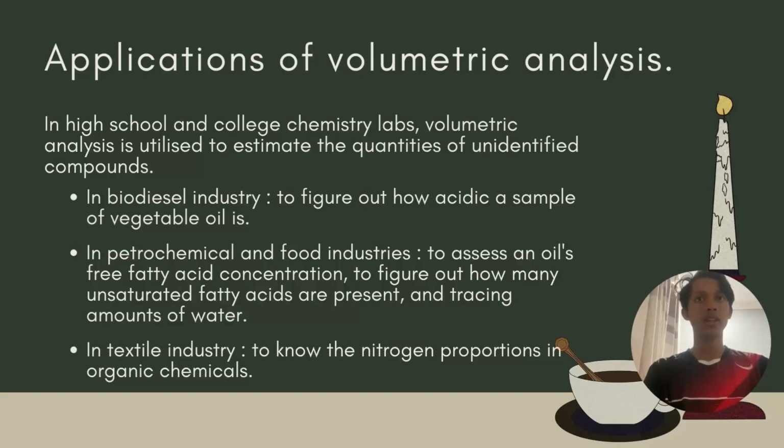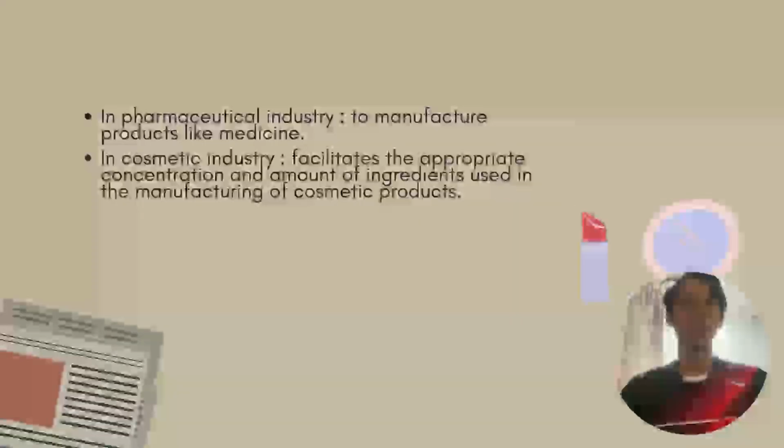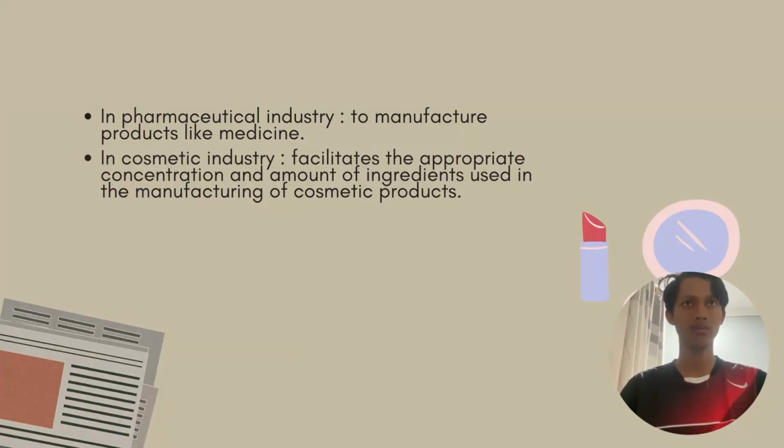And then in the textile industry, to know the nitrogen proportion in organic chemicals. In the pharmaceutical industry, to manufacture products like medicine. In the commercial industry, it facilitates the appropriate concentration and amount of ingredients used in the manufacturing of cosmetic products.